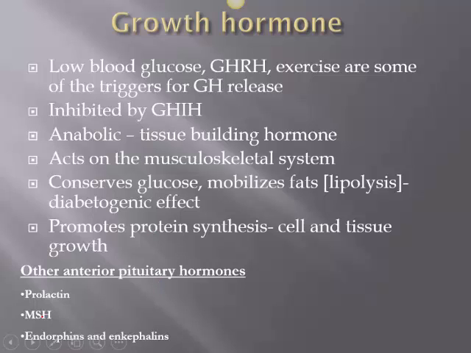Other anterior pituitary hormones: prolactin is important for milk production, so it increases production of milk, obviously during the lactation period. Melanocyte stimulating hormone is a neurotransmitter. And we have other hormones produced in the pituitary called endorphins and enkephalins.